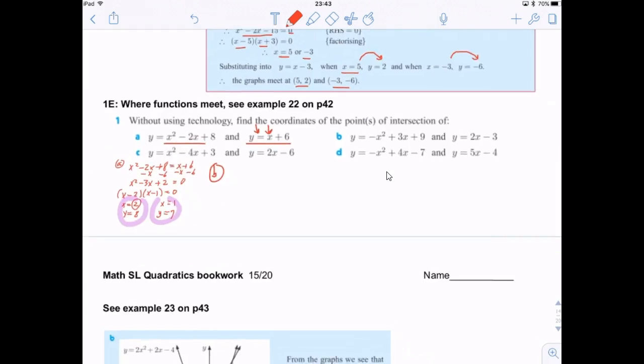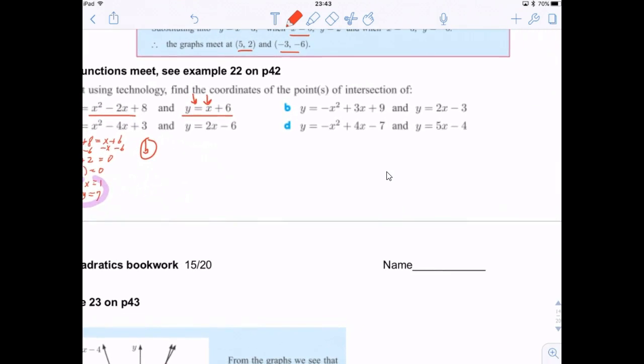So for B, we got another set of quadratic and line equations. We're going to set them equal to each other because we're going to assume that they intersect. 2x minus 3. Now we're going to make the right hand side 0, so we're going to subtract 2x from both sides. We're going to add 3 to both sides. And so we're going to have negative x squared plus x plus 12 equals 0.